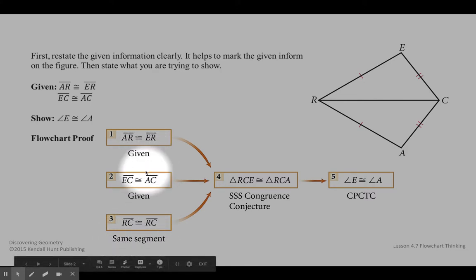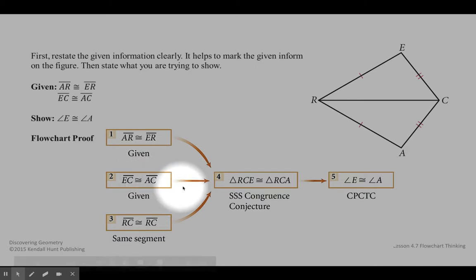So then I take these three pieces of information together. That's what these arrows show, to prove that the triangles are congruent using side, side, side, right? So here's the conclusion I made, and here's the reason I made it. And then from this, that's what this arrow is for, I can conclude that angles A and E are congruent because of CPCTC: corresponding parts of congruent triangles are congruent. So that's a flowchart proof.